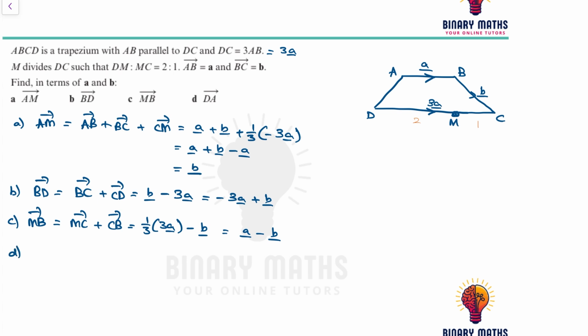D is D to A. Now D to A is equal to D to C, so via labeled sides, D to C plus C to B plus B to A. Now D to C is 3A, C to B is minus B, plus B to A is minus A. So we end up getting 2A minus B.